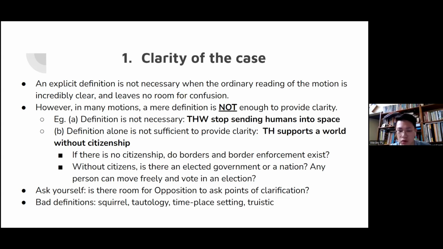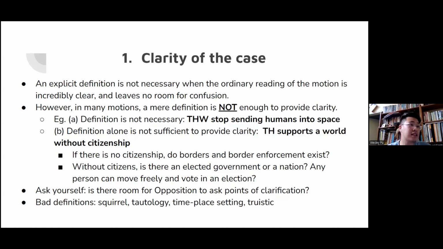So don't do bad definitions. This is just bad faith debating. Don't squirrel the motion. Don't use tautology. Don't time, place, set. Don't use truistic things. These are all very complex words, but basically don't make definitions incredibly unfair.